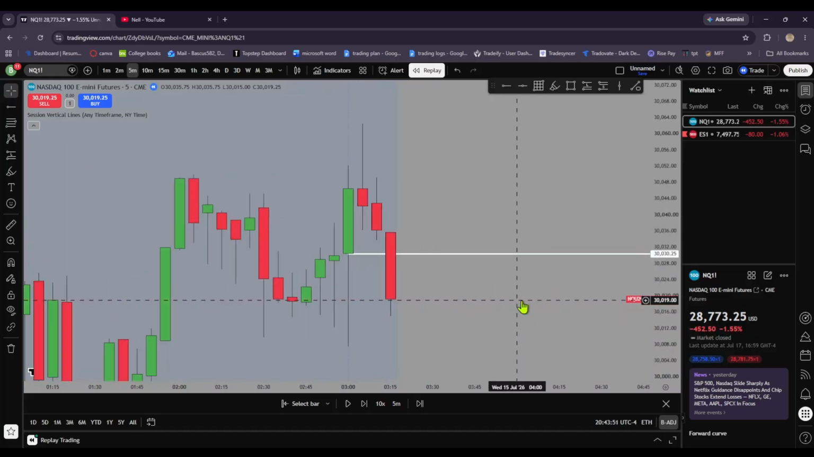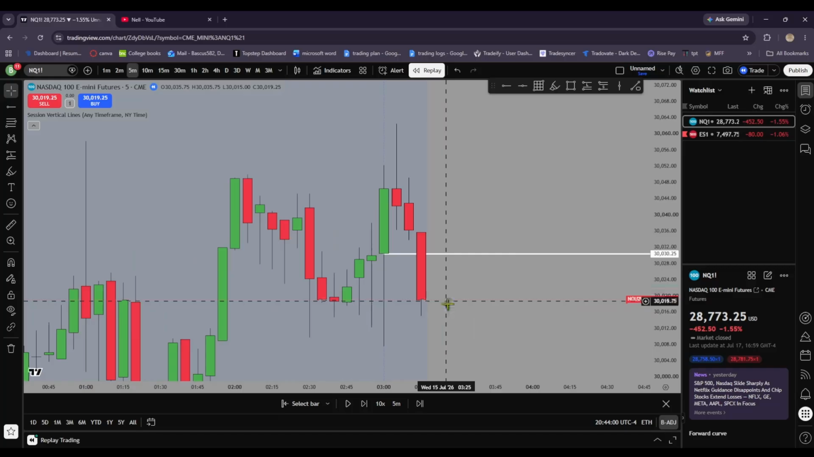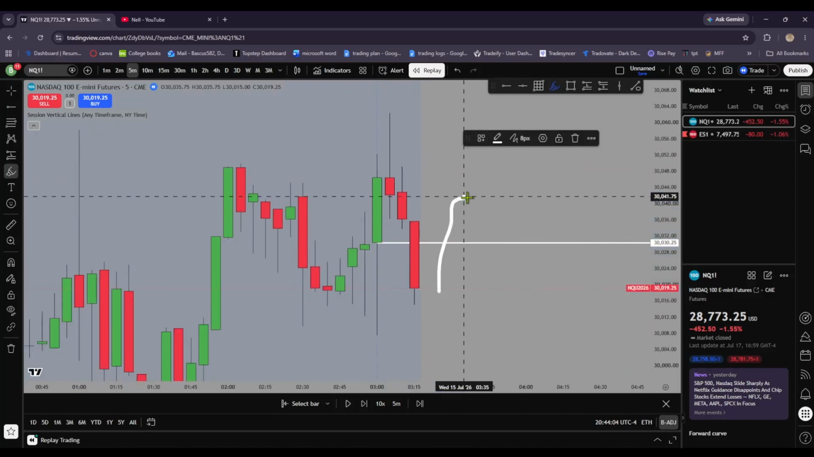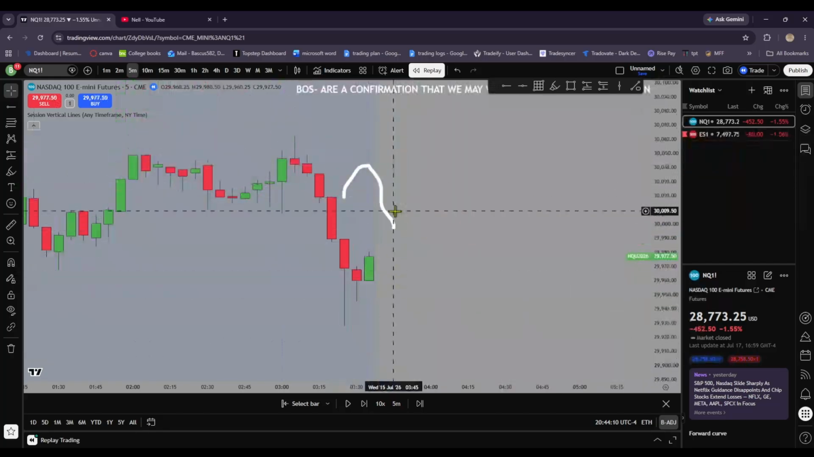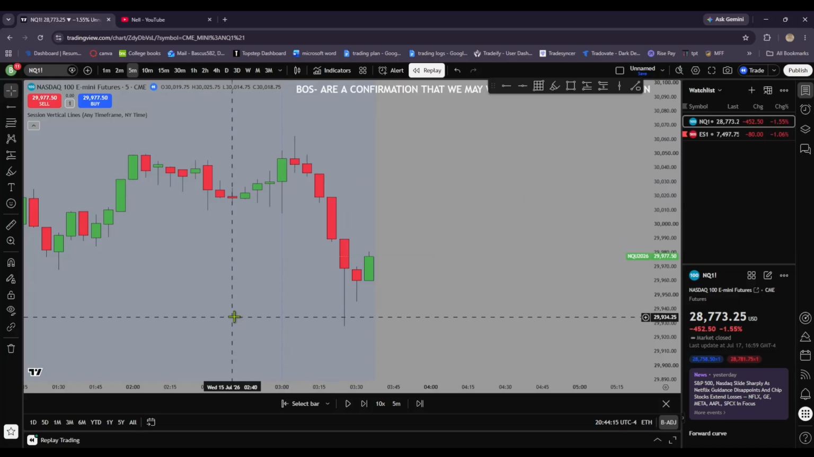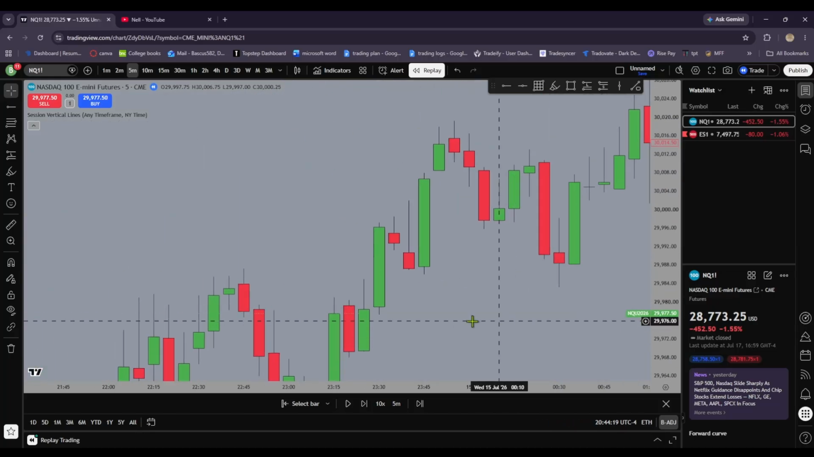So break of structures are a confirmation. It's not a guarantee, but it's an indicator. It's a sign that we may want to continue in that broken direction. What direction did we break in here? Was it up? No, it was down. So we may want to continue down. Let's see what happens. Okay, right? We go down. So it's one of the most consistent confirmations, one of the best confirmations in my opinion, and one of the easiest confirmations.